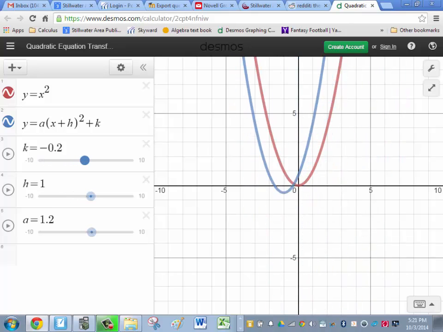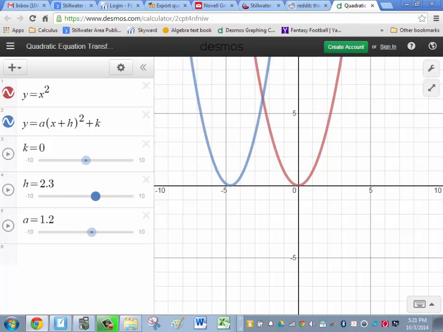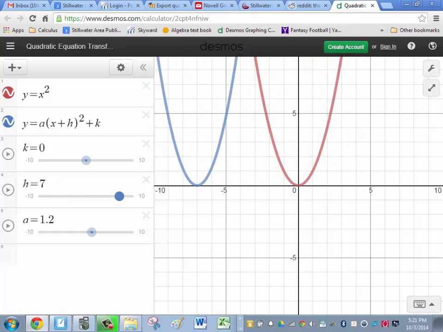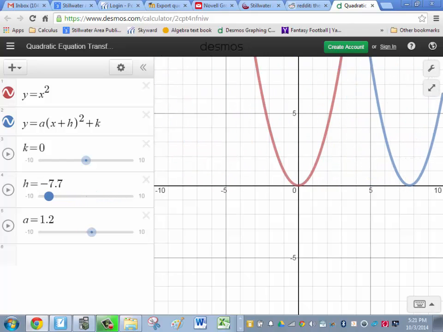Let's get this back up to the starting point. Let's get it up there and see. Move right and left. So it looks like this h moves it left and right. And when it's positive, it's moving to the left, which is kind of peculiar. I would have thought it would move it to the right. And when it's negative, it moves it to the right.